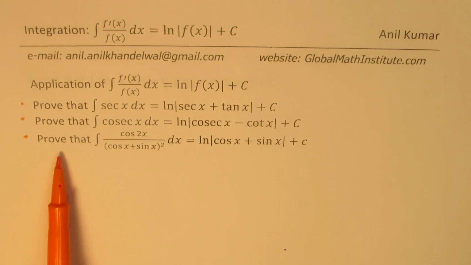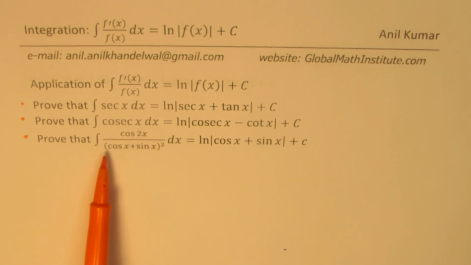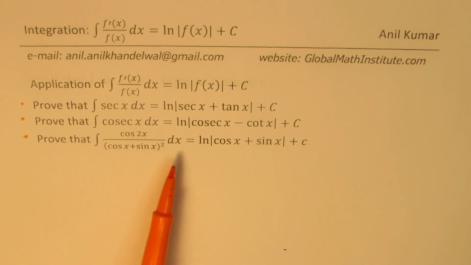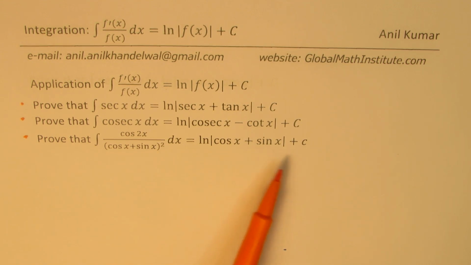And you need to prove that the integral of cos 2x over (cos x plus sin x) whole squared dx is ln absolute value of cos x plus sin x plus c. You can always pause the video, answer the question, and then look into my suggestions.